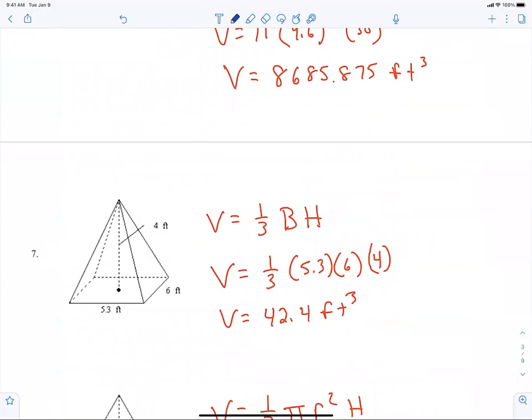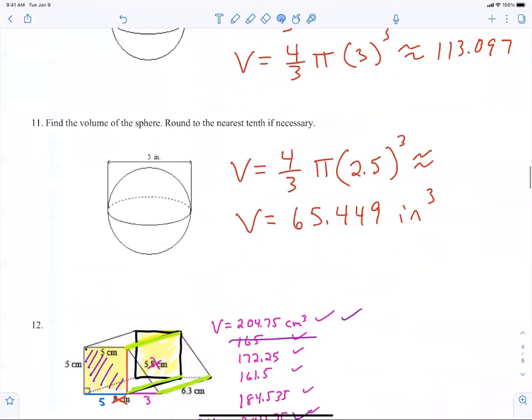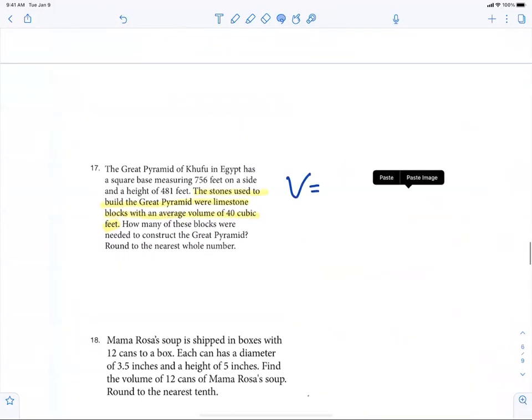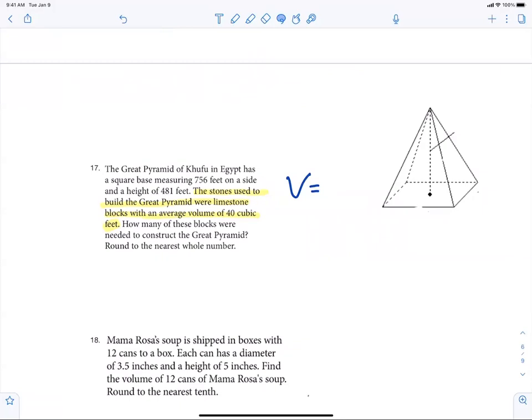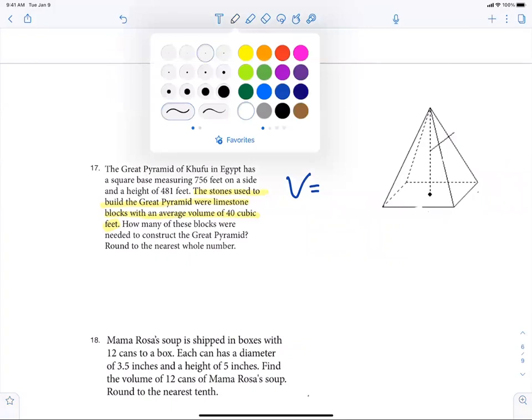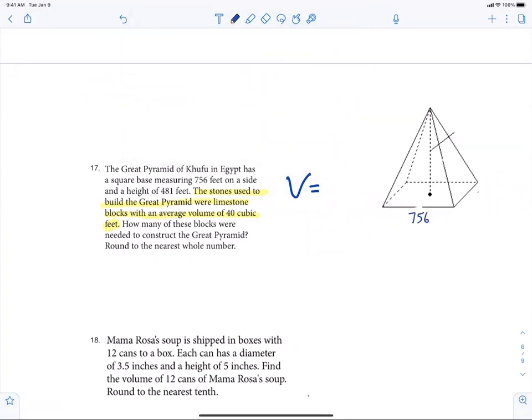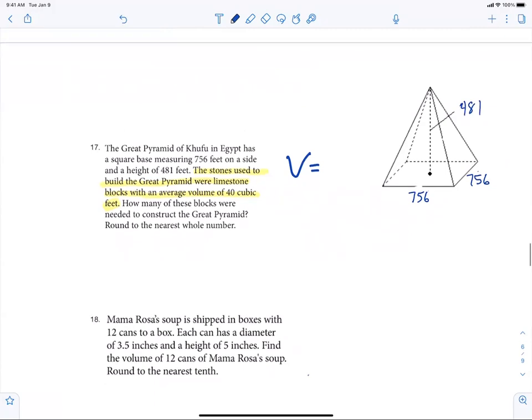Yeah, so this could be something similar to that. So if you want, you can draw this out. This can be our pyramid. So I want everybody to be able to see it. All right, there's our pyramid. All right. Now it's a square base. So now put in the dimensions of the base, which is what? 756. And what did they say the height was? Yep, 481.